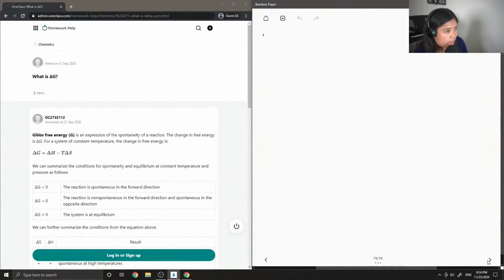Moving on to question 14. What is delta G? So the G stands for Gibbs free energy.